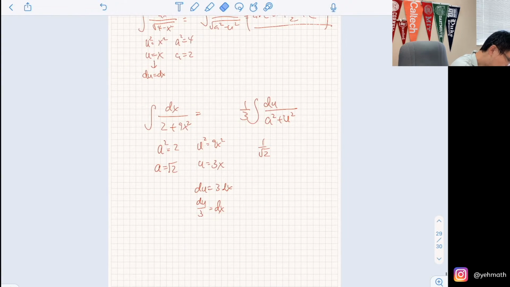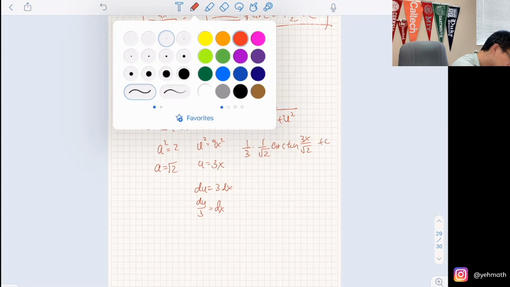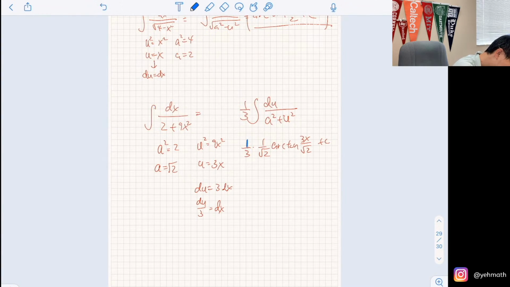And the arctan of u over a. So arctan of u over a, which is 3x over square root 2, right? Plus C, but there's 1/3 in the front. And most of you guys forgot that 1/3. Distribute that 1/3. Because that 1/3 is in the front, you had to place it here. So you've got to be careful.